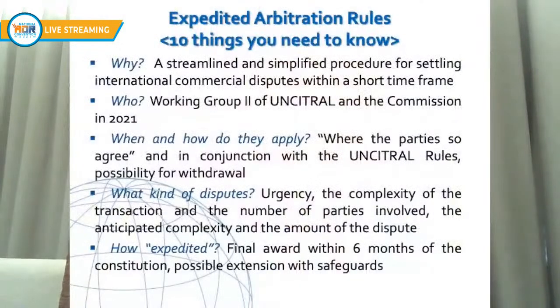Fourth, what kind of disputes should be referred to expedited arbitration? While the parties cannot predict whether and how a dispute would arise, they should take into account, among others, the urgency to resolve the dispute, the complexity of the transactions and the number of parties involved, the anticipated complexity and the amount of the dispute, and the amount that they wish to spend on such proceedings.